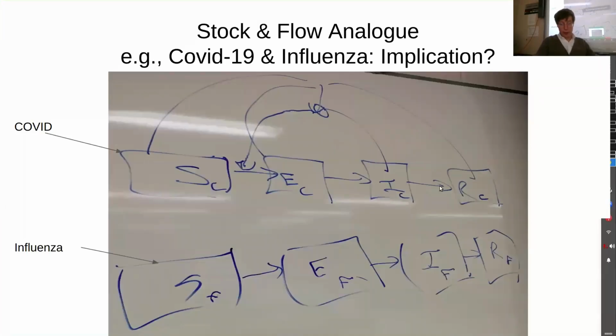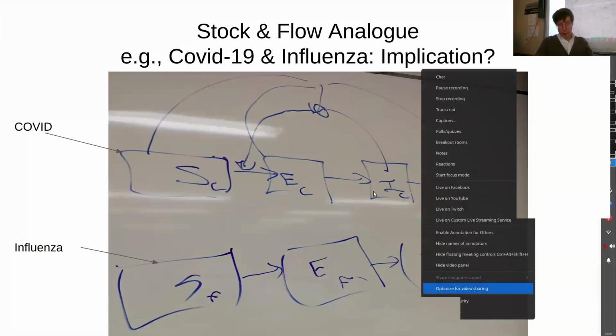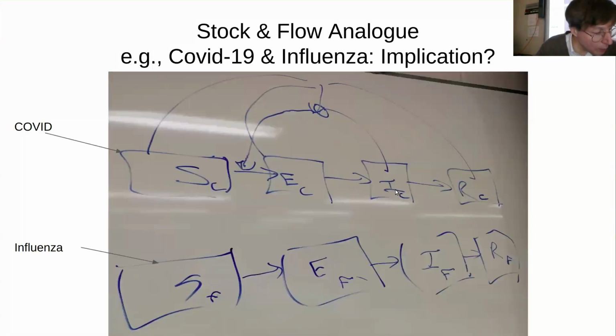We may have lost a little bit there, but I'll continue. So you'll notice in my characterization of this, I noted that this stock, I sub C, characterizes the number of people in the population who are currently infected with COVID.